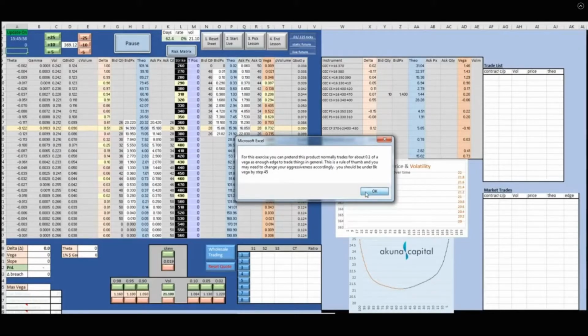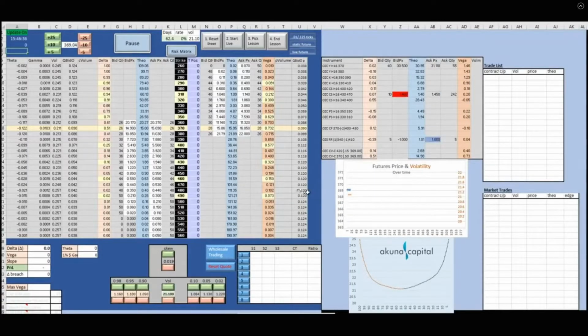Once everyone hits OK, options orders will start flowing into the marketplace. You can see here some reds lighting up, and as you can see there, that 39 bid was traded by the other market participant, and it shows up in your market trade ticker. In this case, we might want to trade this 420 call, or we might want to adjust our volatility up by clicking the vol up button.